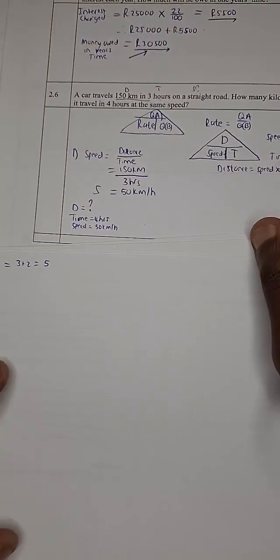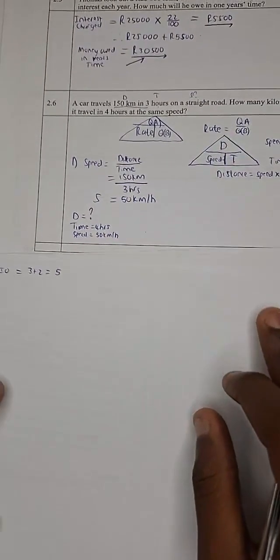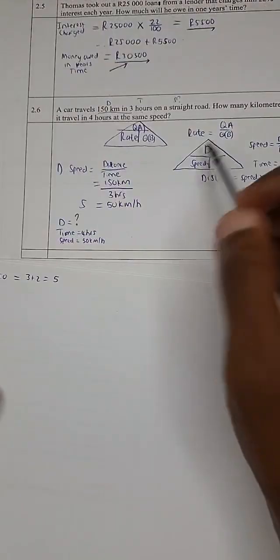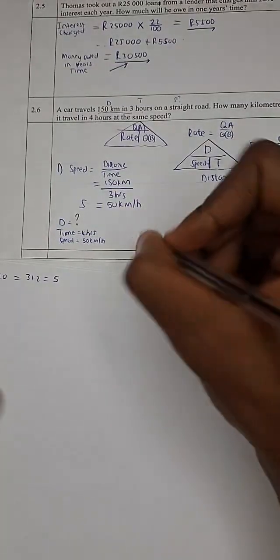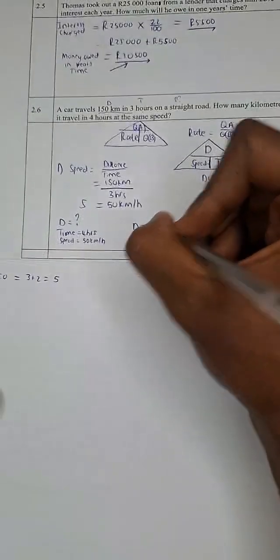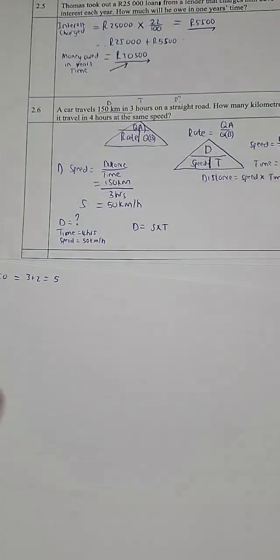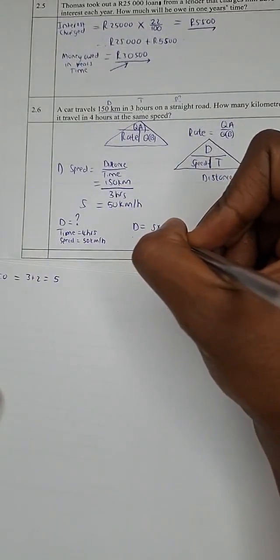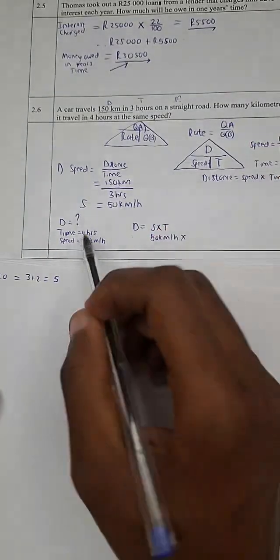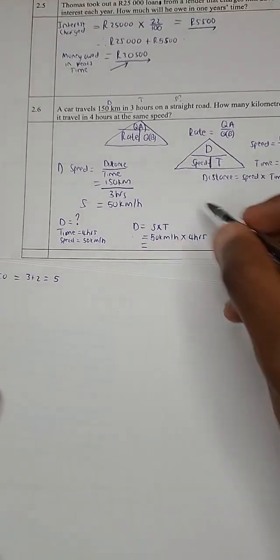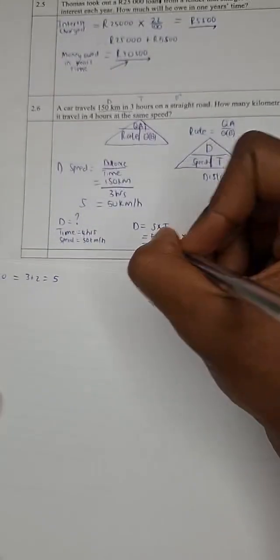Now, because we have the time and we have the speed, we can use the formula and calculate the distance. Distance is going to be speed times time. You can just write S times T. The speed is 50 kilometers per hour. The time is 4 hours. Then what do we do? We multiply. 50 times 4. And the unit for distance is going to be kilometers.